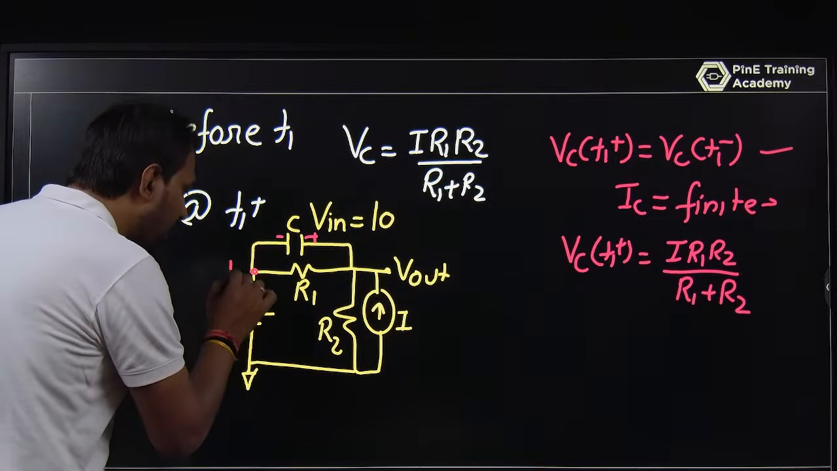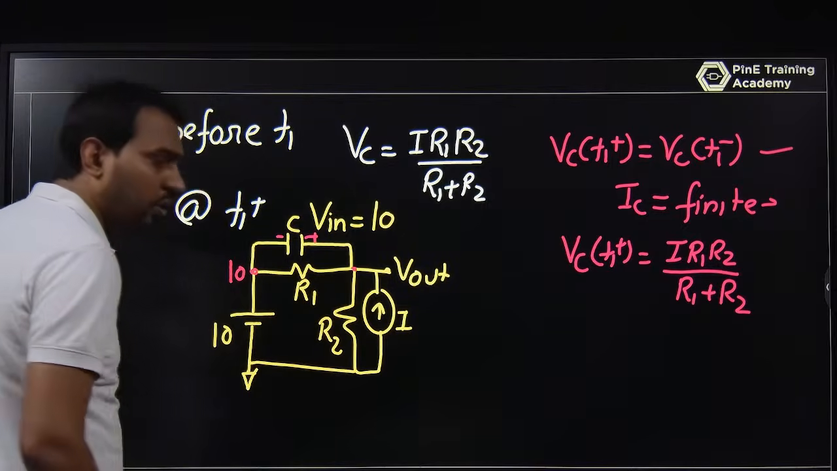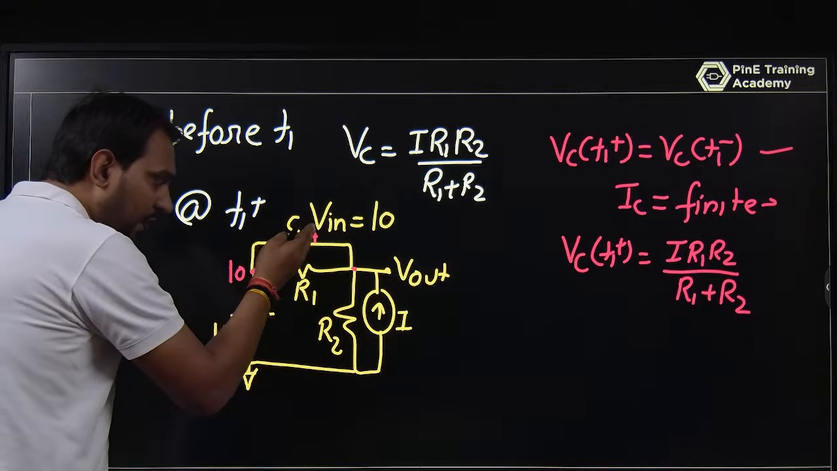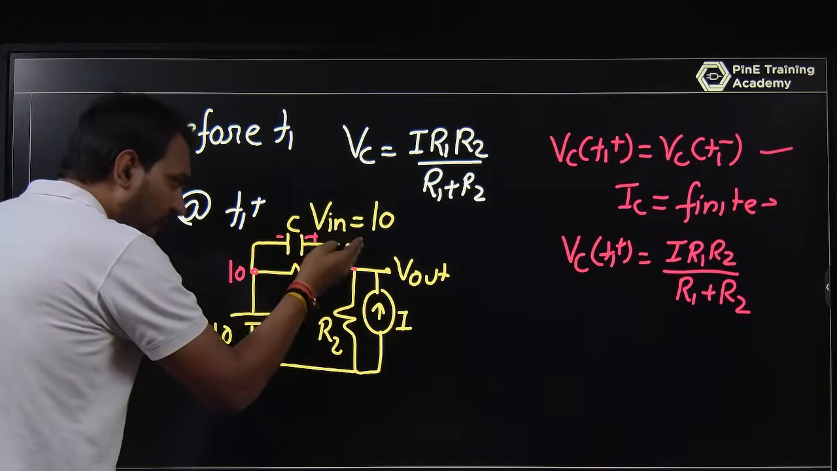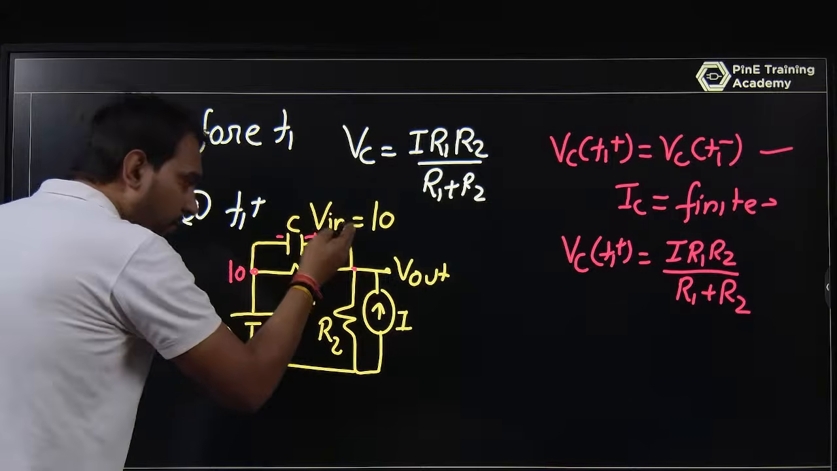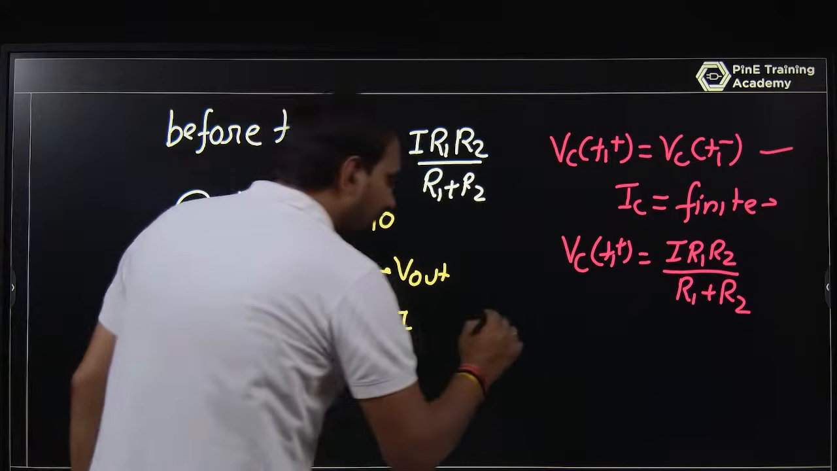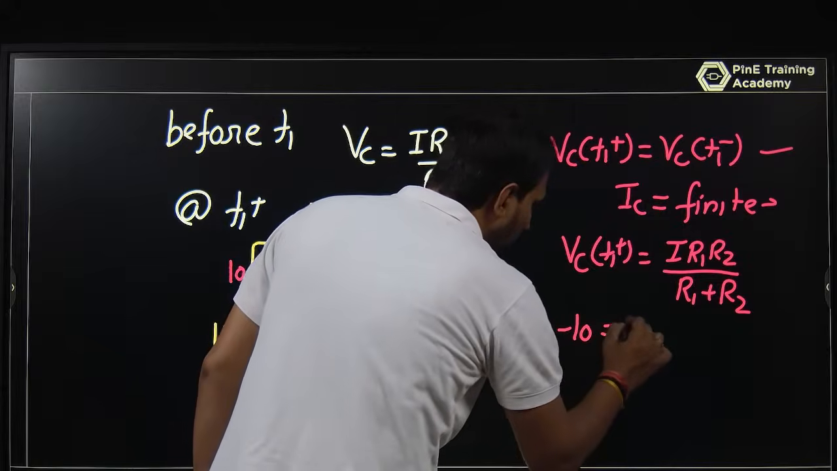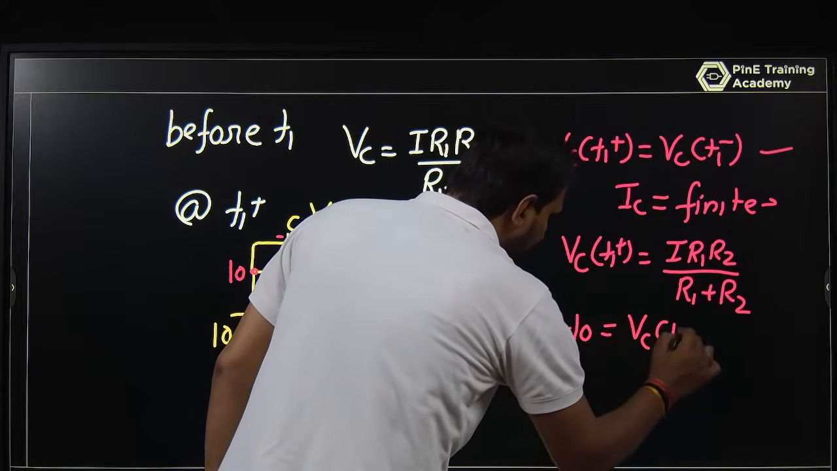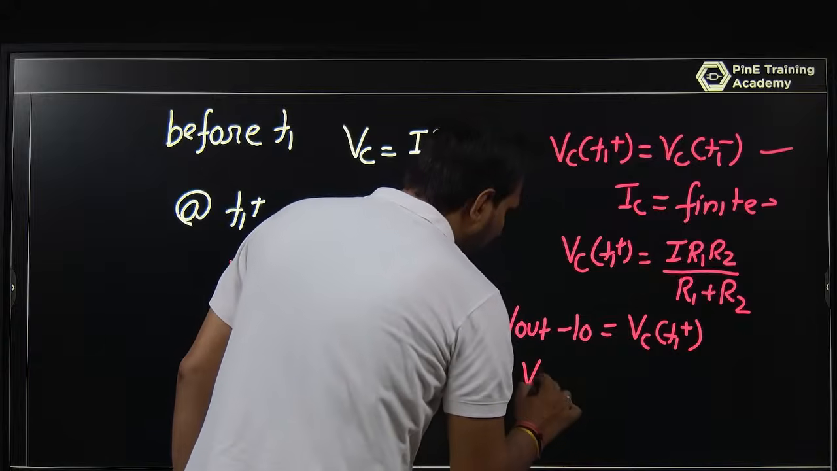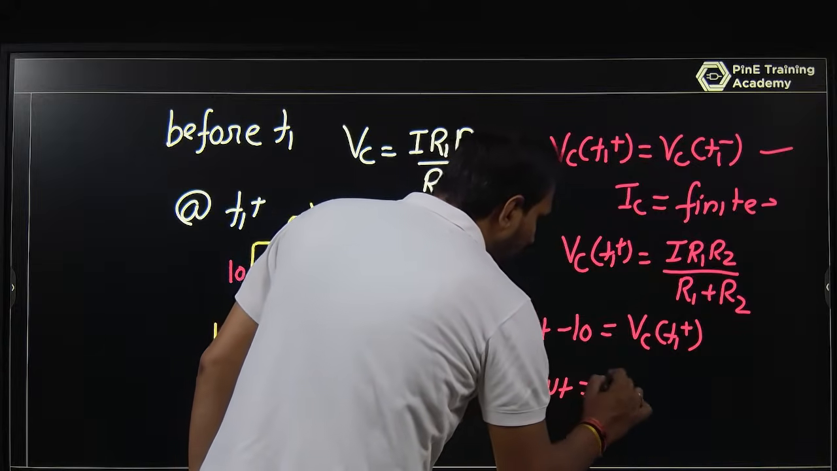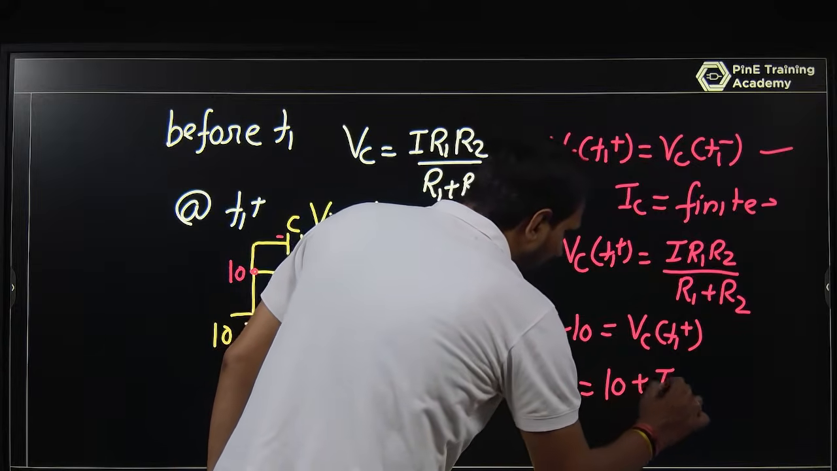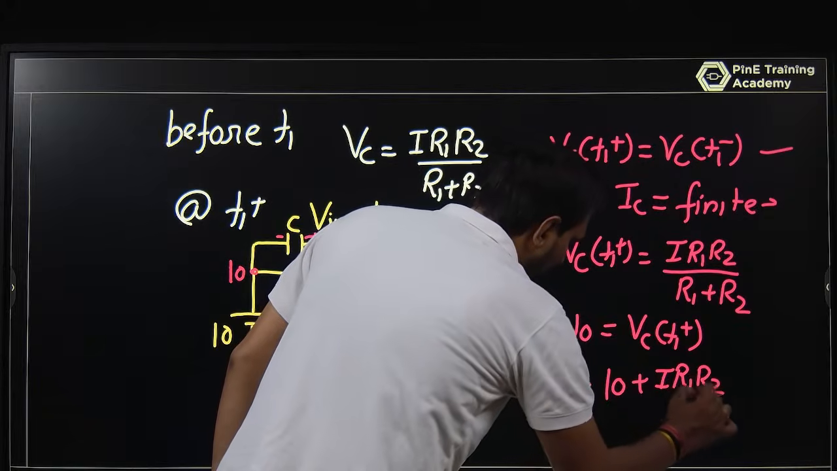If you are interested in V out, what is V out? This is 10 volt there, and this is your V out, with plus on this side and negative here. So V out minus 10 is equal to VC, that is, VC at T1 plus. So at T1 plus, V out becomes 10 plus I into R1 R2 upon R1 plus R2.